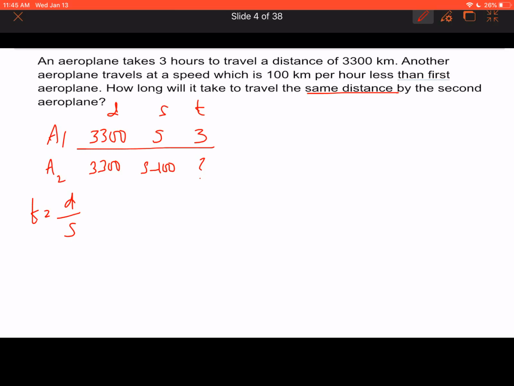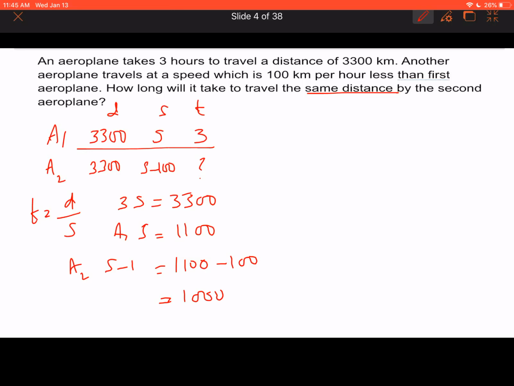So for the first thing, we'll just take the first aeroplane's details. So 3s is equal to 3300, right? So s is equal to 1100. This is the speed of the first aeroplane. Because we want the time of the second aeroplane, we should know the speed of the second aeroplane, right? Which is equal to 1100 minus 100, which is equal to 1000. So the speed of the second aeroplane is 1000.